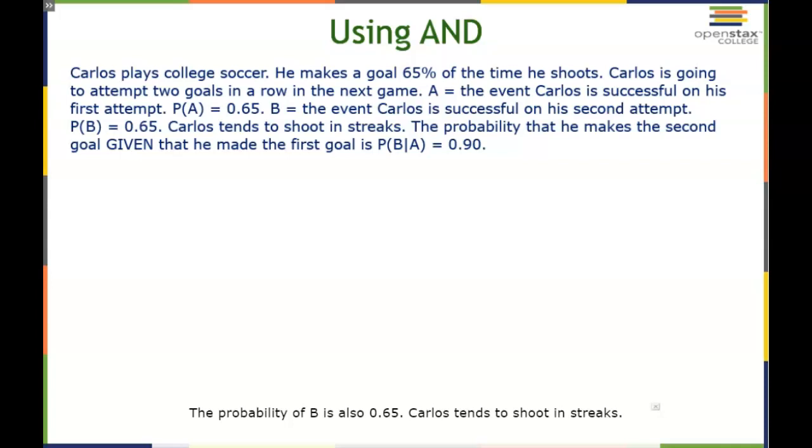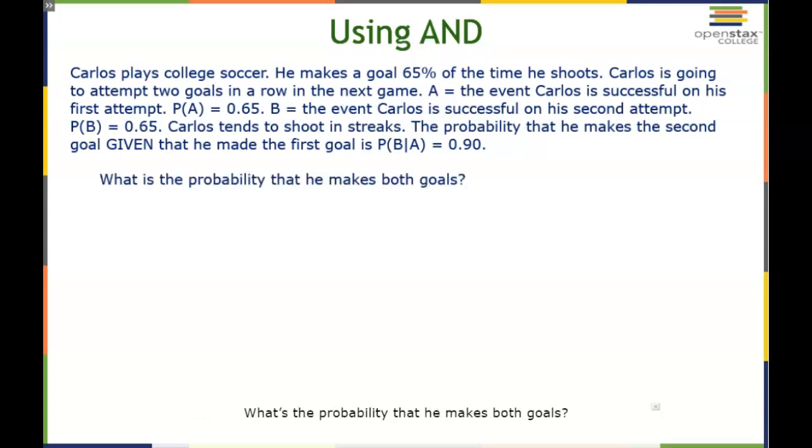Carlos tends to shoot in streaks. The probability that he makes his second goal given that he made his first goal is 90%. What's the probability that he makes both goals? In other words, what's the probability of A and B?